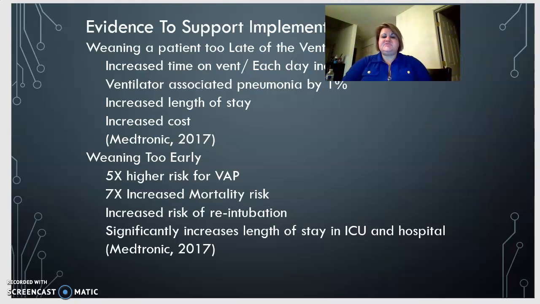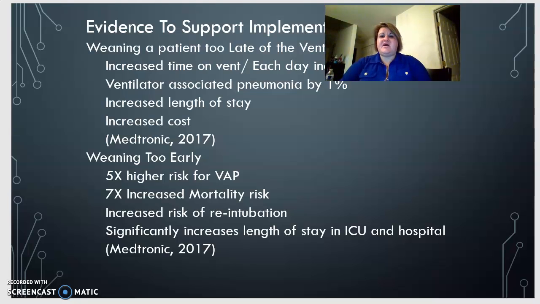Our evidence to support implementation: 27 billion is spent in the U.S. on mechanical ventilation, which equals 12% of the healthcare costs. Implementation of VitalSync has shown improvements that have been significantly seen within the first 4 months of implementation of the spontaneous breathing trial weaning protocol with the application.